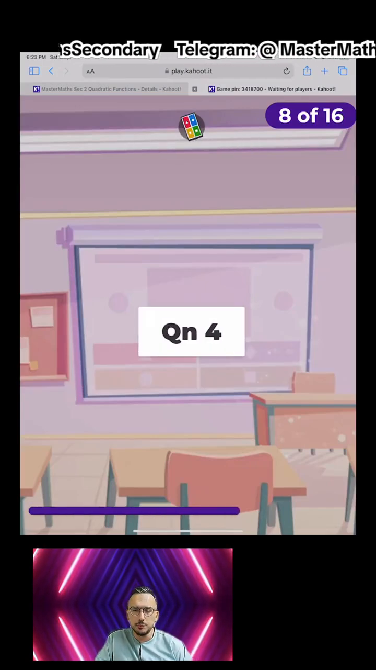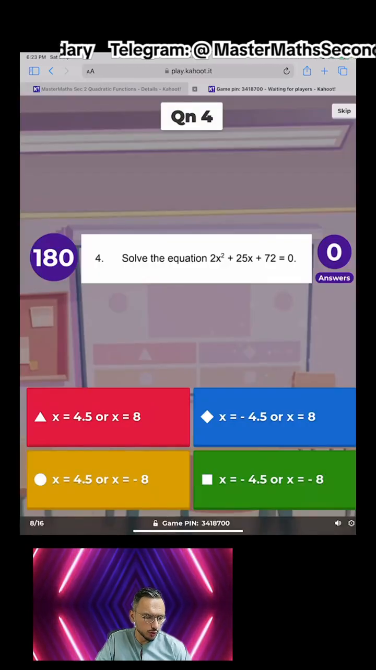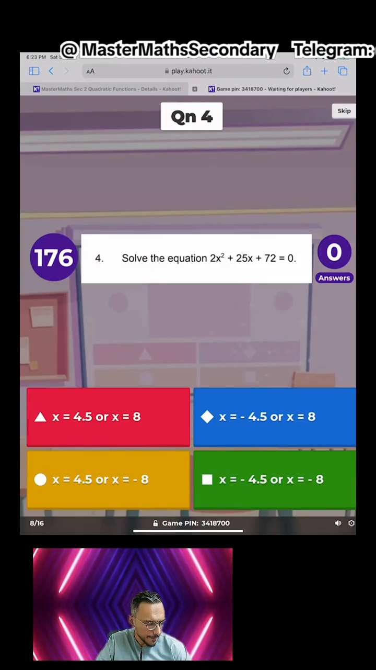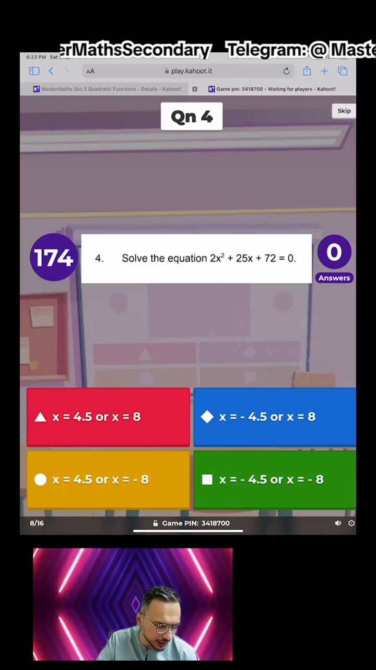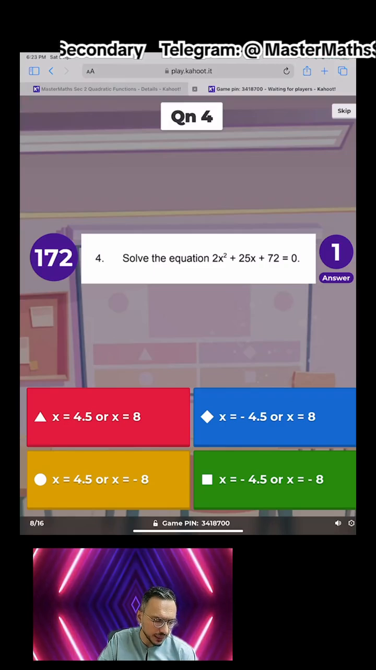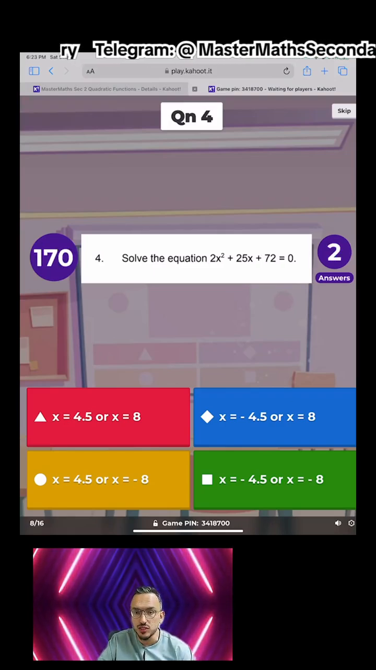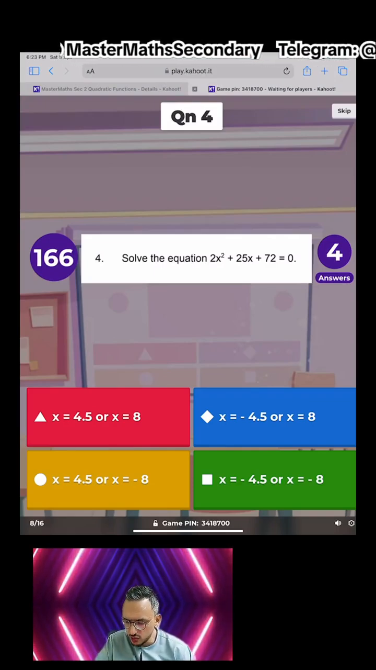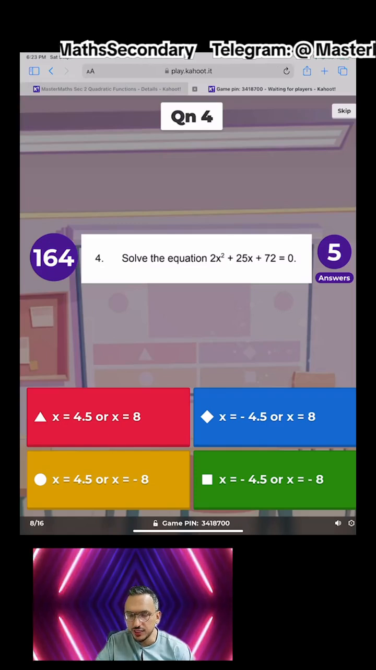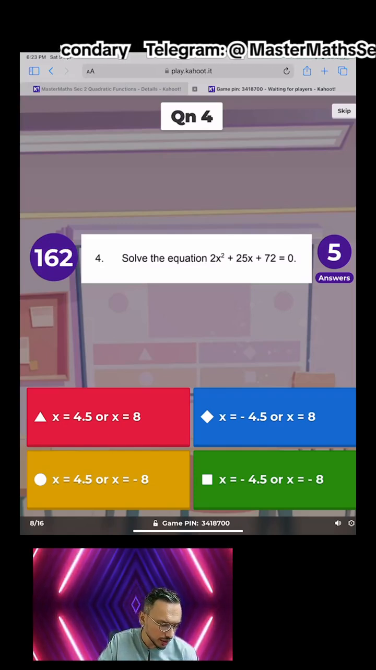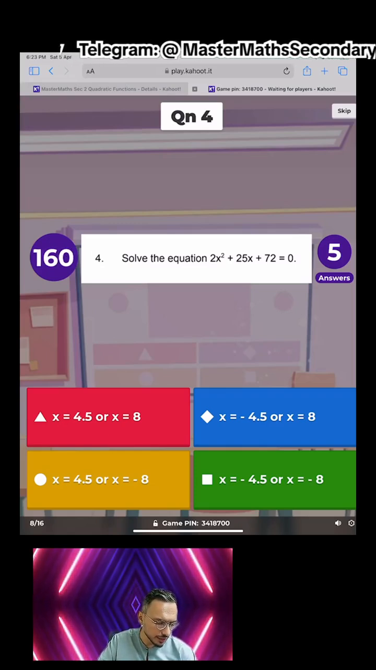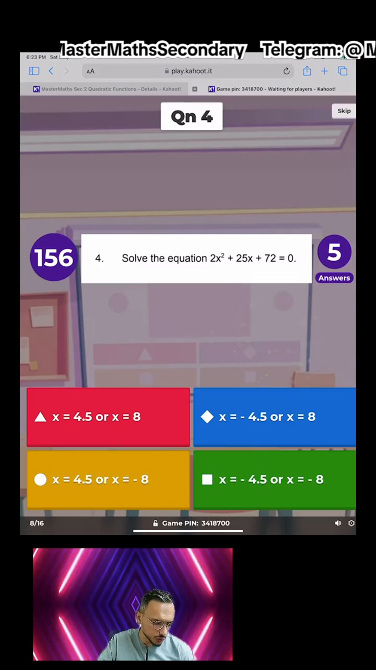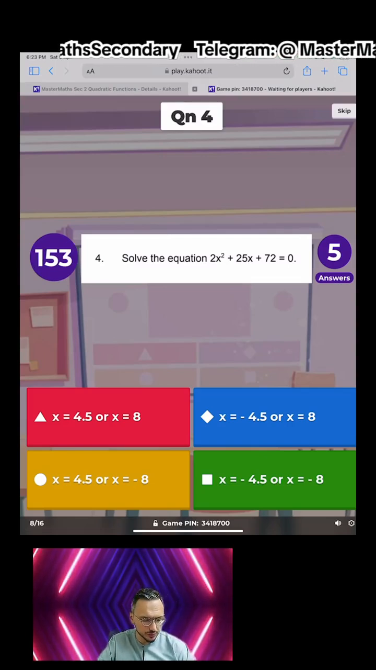Okay, question number 4. Also a quiz. 4 questions. Please select the correct one. Solve the equation 2x squared plus 25x plus 72 equals 0. Is it x equals 4.5 or x equals 8? Is it x equals negative 4.5 or x equals 8?